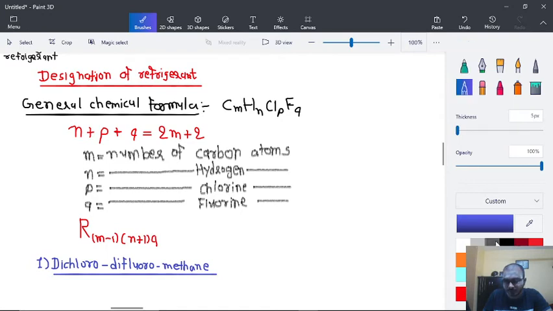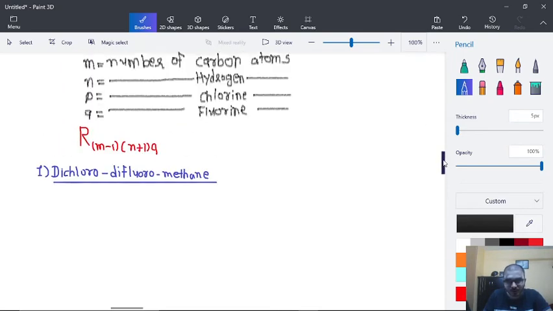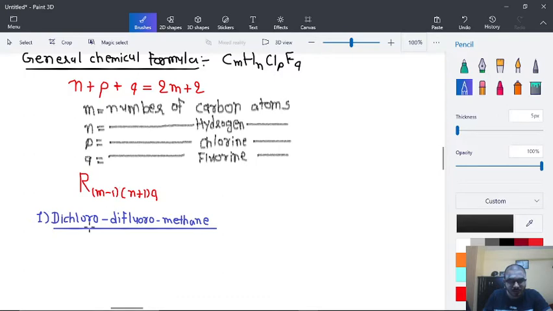Let's start. Number of chlorine atoms are 2, so P is equal to 2. Dichloro means chlorine atoms are 2. Then difluoro, so fluorine atoms are also 2. Then number of hydrogen atoms, that is N is equal to 0.